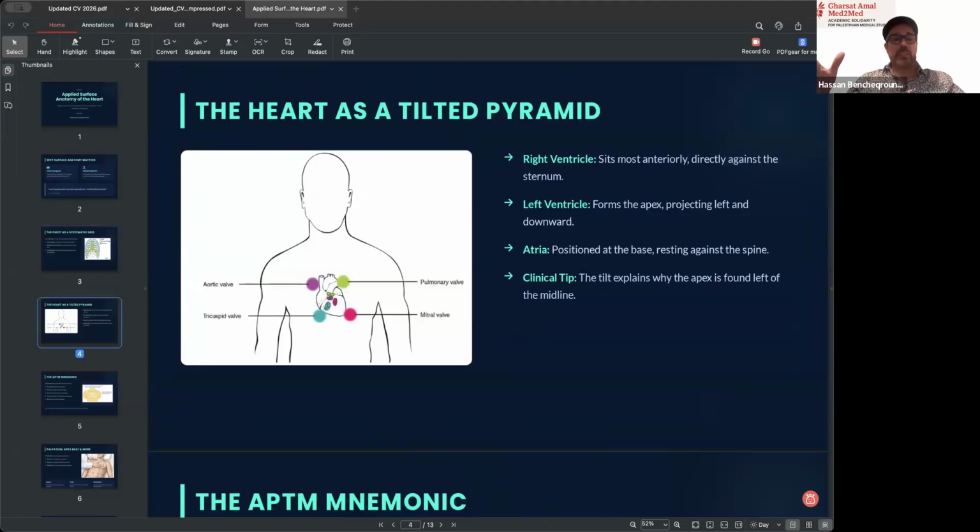And we talked about how this is not a pyramid. This is a tilted, twisted pyramid. The right ventricle sits most anteriorly and directly against the sternum. The left ventricle forms the apex and projects left and downward. The atria are positioned at the base of the pyramid and they are resting against the spine. So if you have a stab wound by a long object in the back, it hits the atria. And then the tilt explains why the apex is found left of the midline.